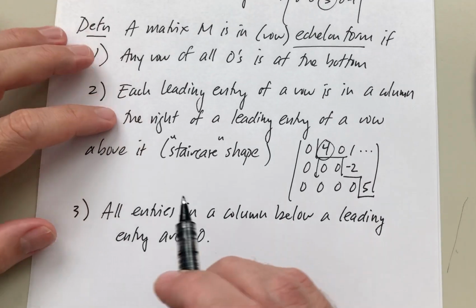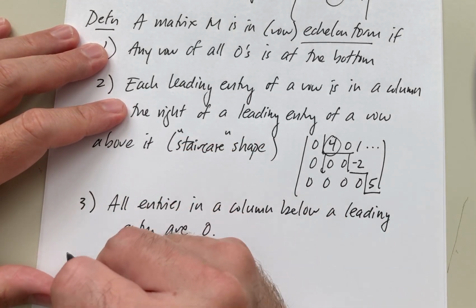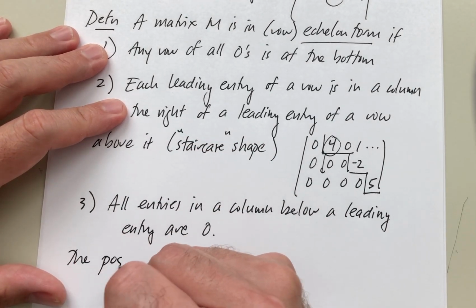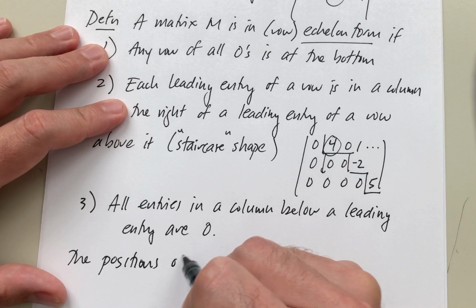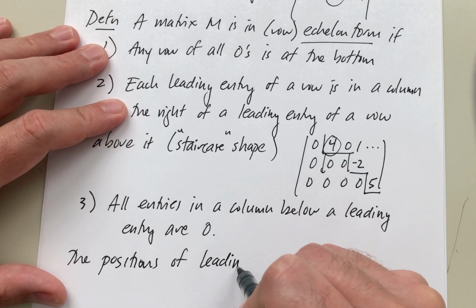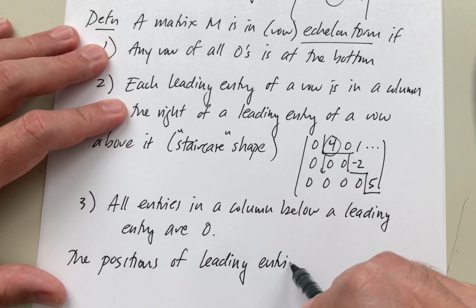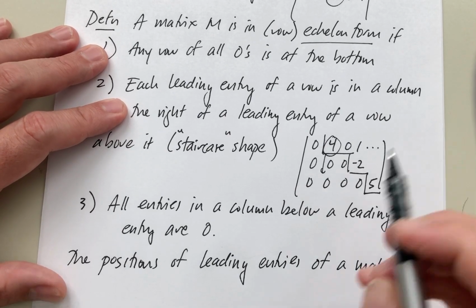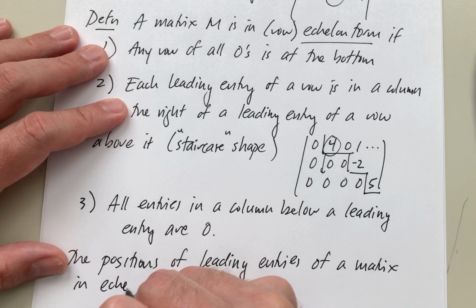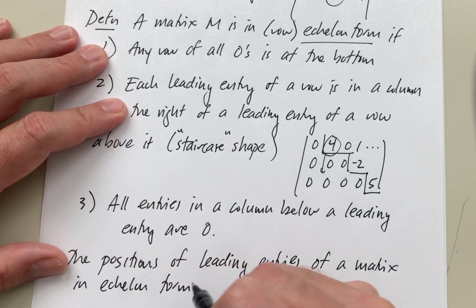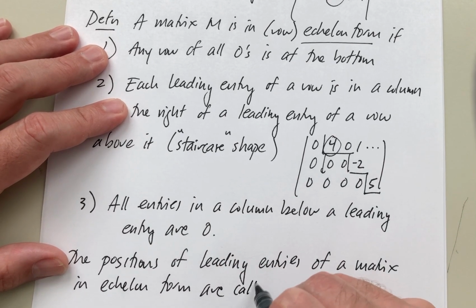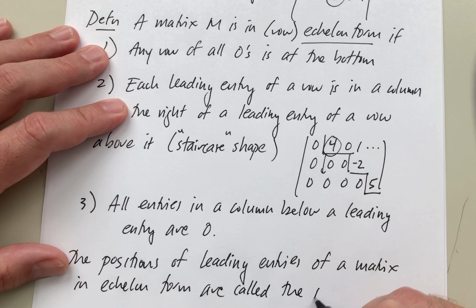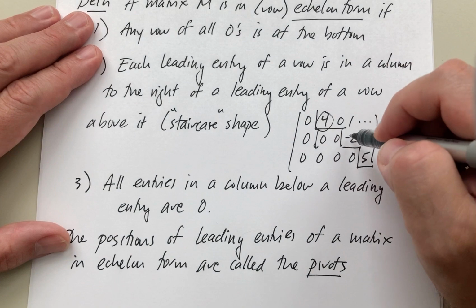So a piece of terminology that we've been using already is that the positions of leading entries of a matrix in echelon form are called the pivots. Okay, so the pivots are, I'll circle them here, right?